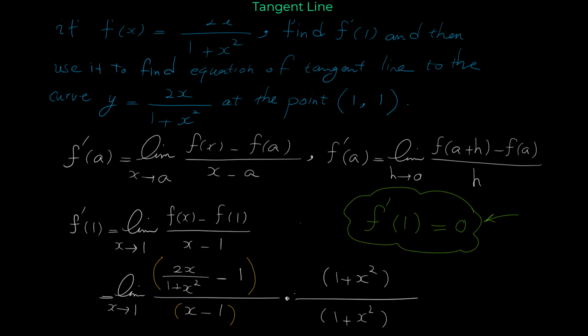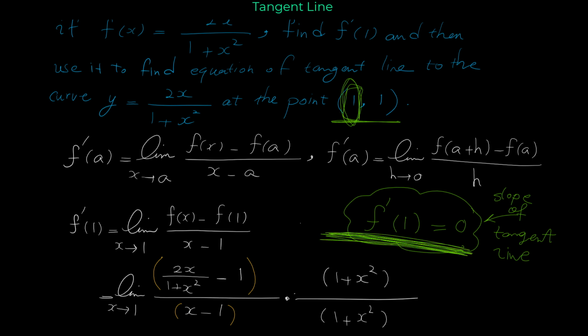And remember, the derivative shows the slope of the tangent line, or the slope of the curve. In the second part of the question, we are asked to find the equation of the tangent line to the curve at the point (1, 1). For finding the equation of the tangent line when x is 1, we need to know the slope of the curve at 1, and here we have the slope: the derivative of the function at 1. So everything is ready to write the equation of the tangent line.